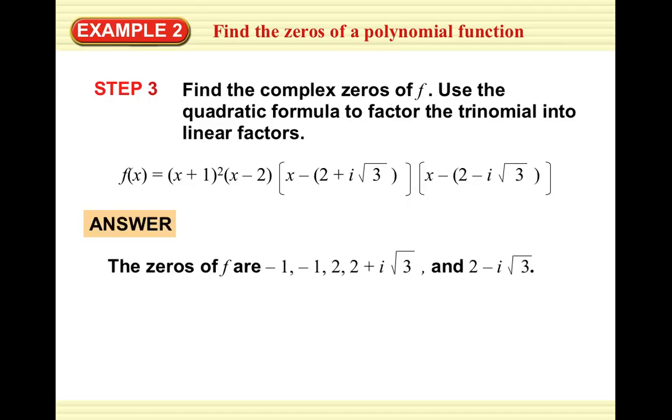All right, so our zeros are -1, -1, 2, and then 2 plus or minus i times the square root of 3. I don't expect you to write them out as 2 plus i square root of 3 and 2 minus i square root of 3. If you use the plus or minus sign between the 2 and the i, that's fine. But it's nice to see, hey, there are 5 zeros.